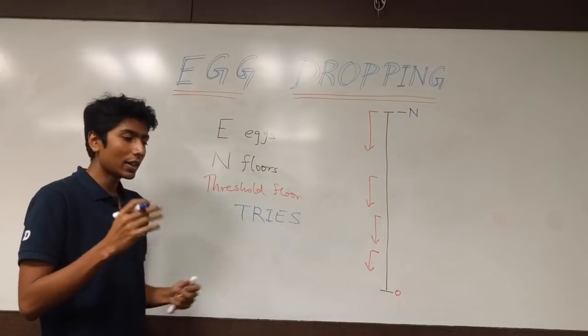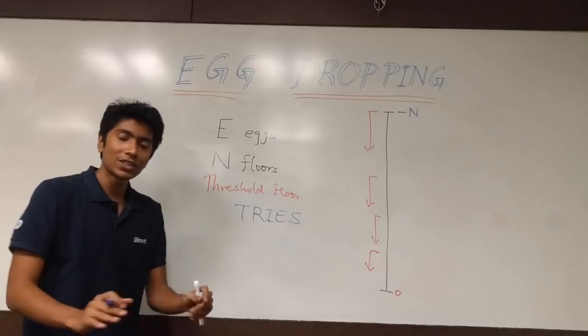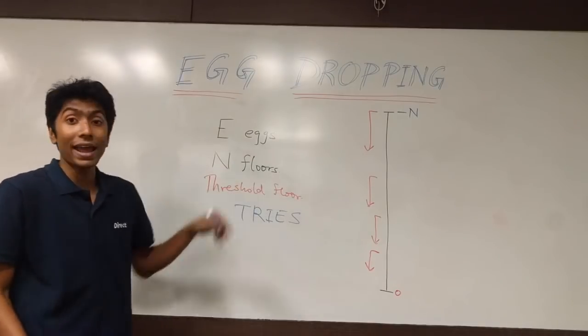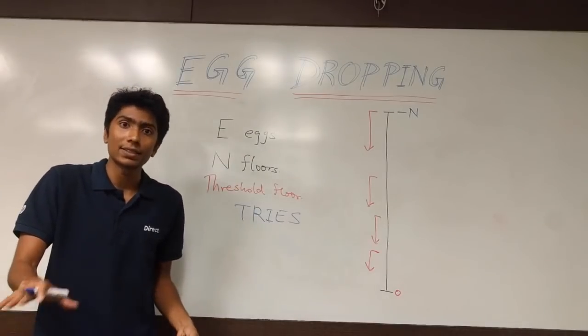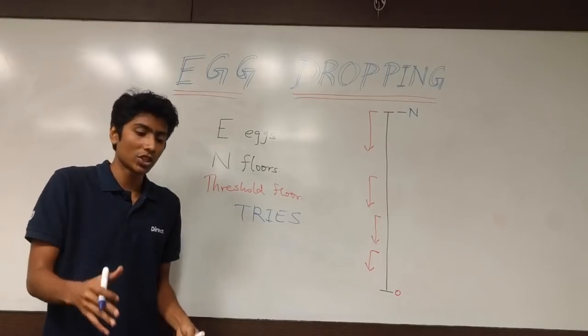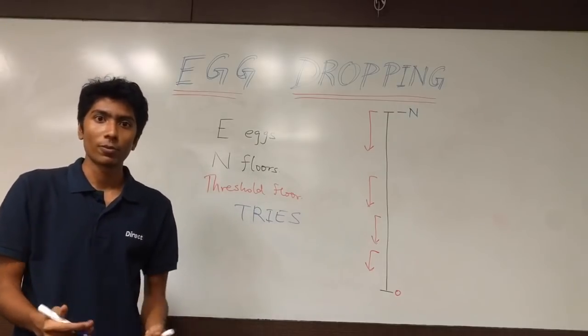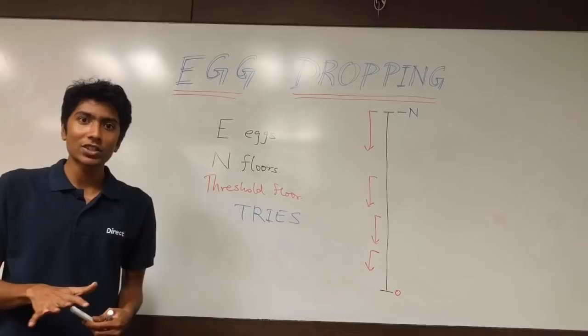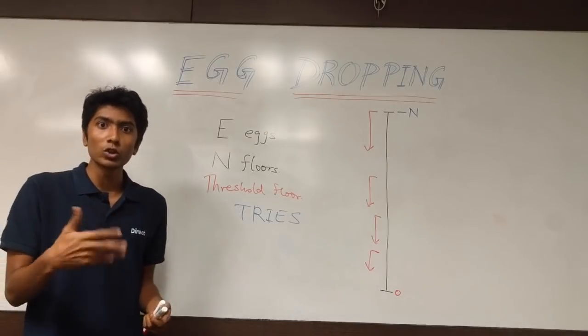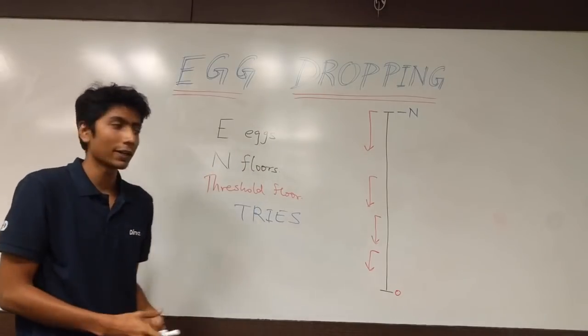So the number of times that you actually throw an egg has to be minimized, not the number of eggs you're breaking. You can break all E eggs as long as you can answer the question of which is the threshold floor. Alright, so it's a pretty interesting problem. It's a little different from how we usually think of saving eggs or something.